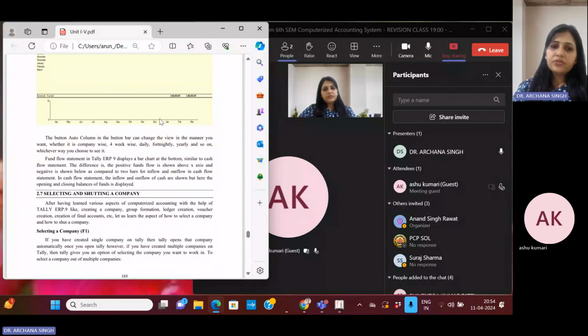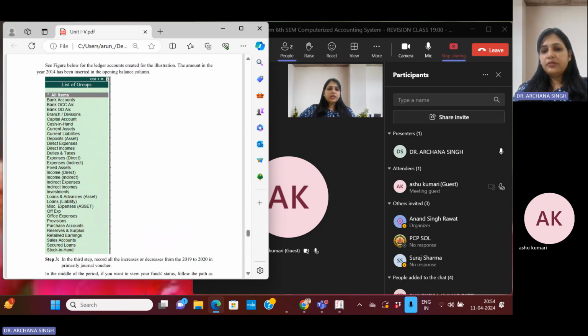Difference is positive fund flow is shown above the x-axis और जो negative fund flow है वो is shown below, compared to two bars for inflow and outflow in cash flow statement. ठीक है, तो वो negative वाला below show होगा. तो cash flow statement में जो inflow and outflow of cash है वो show होता है, opening and closing balance of funds are displayed. ठीक है. So this was about cash flow and fund flow.